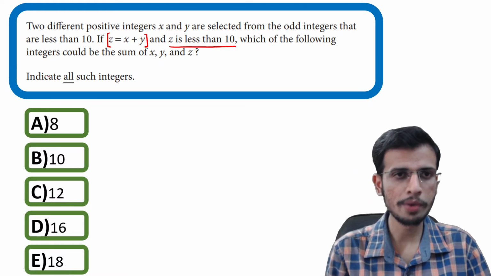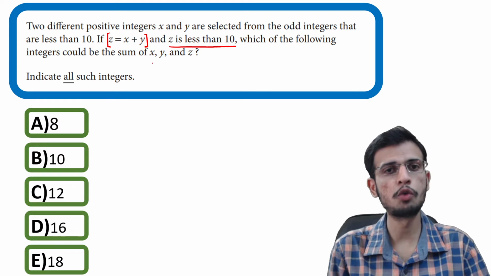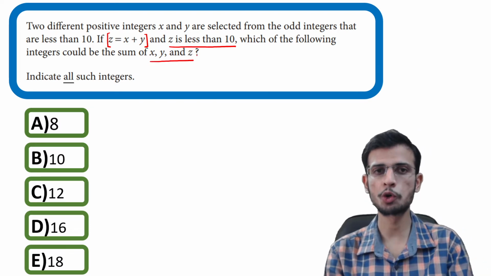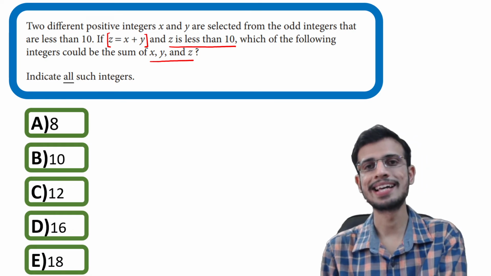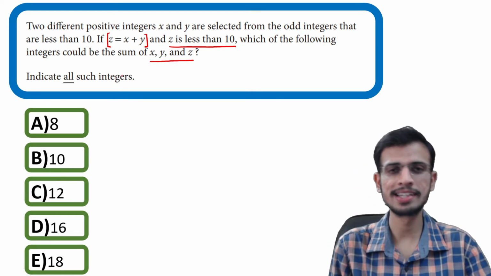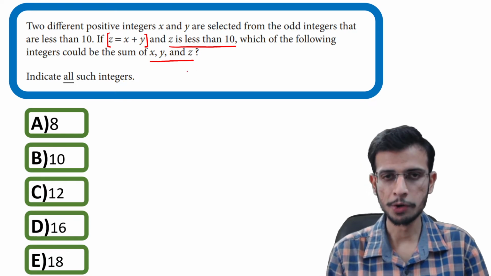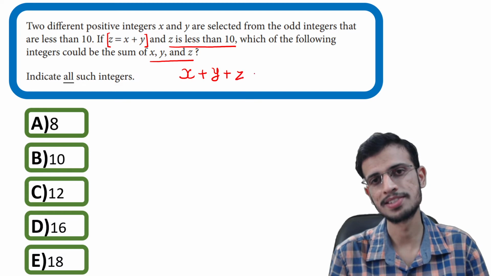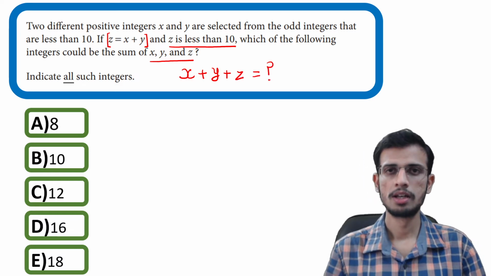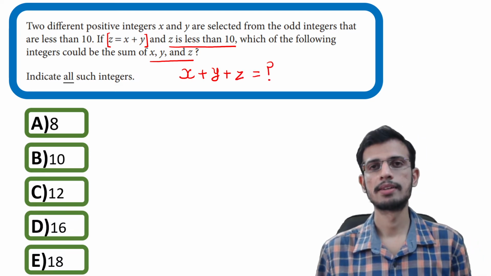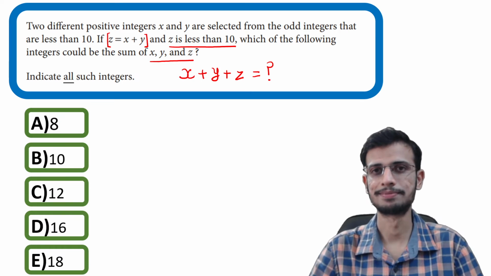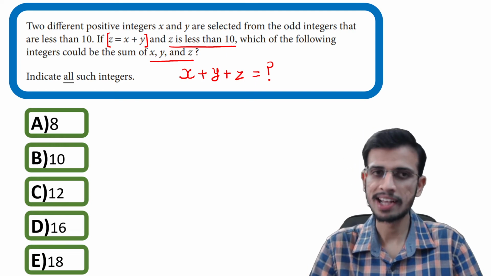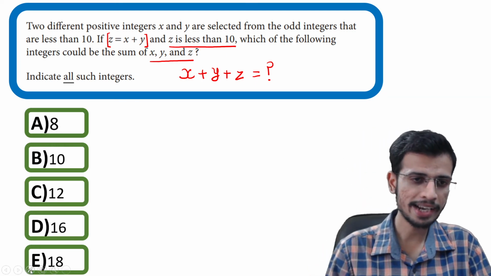Then which of the following integers could be the sum of x, y and z? Indicate all such integers. You have to find all the possible values of x plus y plus z. And the given conditions will be helpful to find this answer. So how many odd integers are there which are less than 10? Can we write this set?